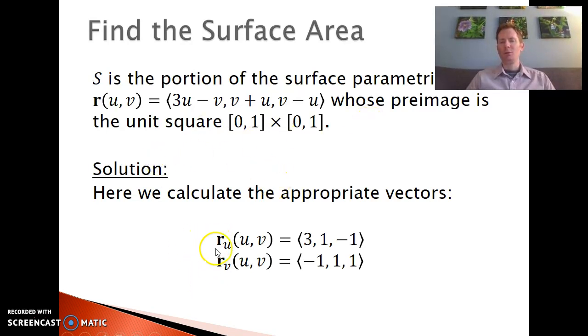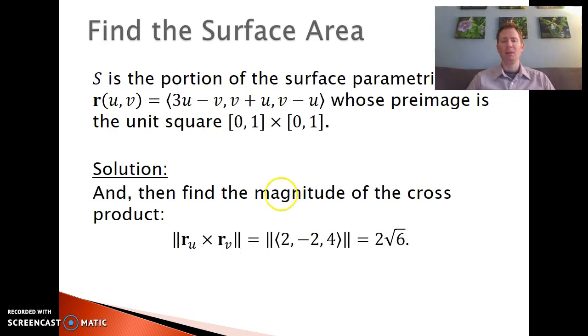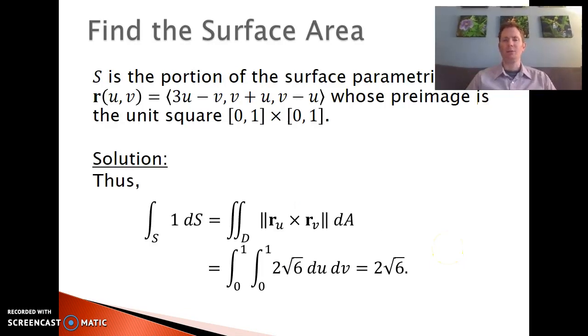Once we have the partial derivative vectors, the next step is to calculate their cross product and then to find the magnitude of that cross product. We've done lots of examples of calculating cross products, so I'm going to leave that calculation to you to check out on your own. I got <2, -2, 4>, and then I take the magnitude of that vector to get 2 square root 6. And the only thing left to do now is to write out the actual surface integral.